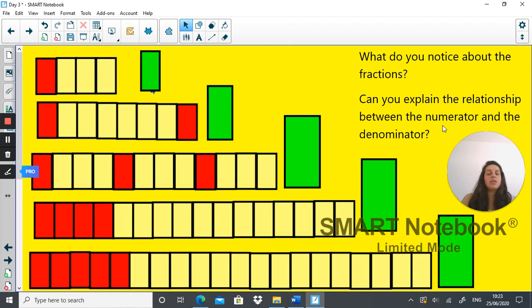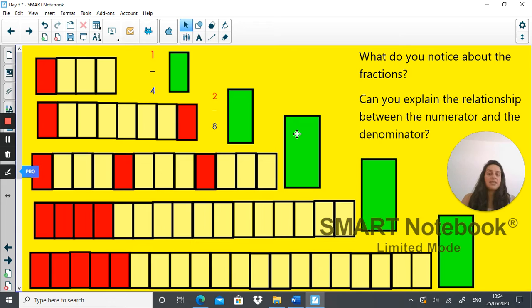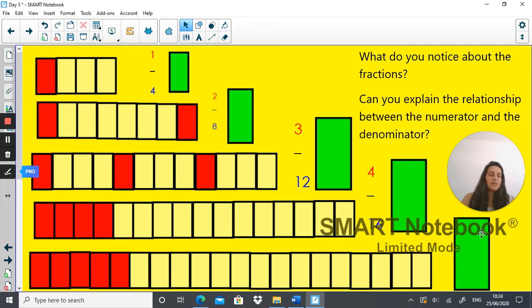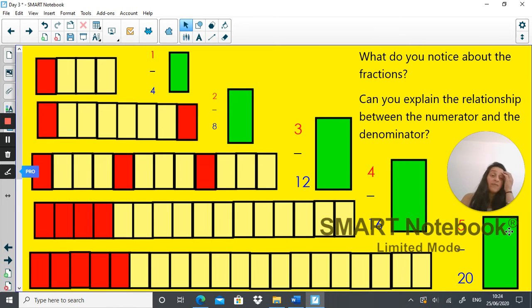So before we start this task, I want you to look at these 1, 2, 3, 4, 5 bars and write down the fraction that each bar represents. And then I want you to explain the relationship between the numerator and the denominator. Okay, so this bar is 1/4. This bar is 2/8. This bar is 3/12. This bar is 4/16, hope you can see that. And this bar is 5/20. Now, the relationship between the numerator and the denominator, what is it?